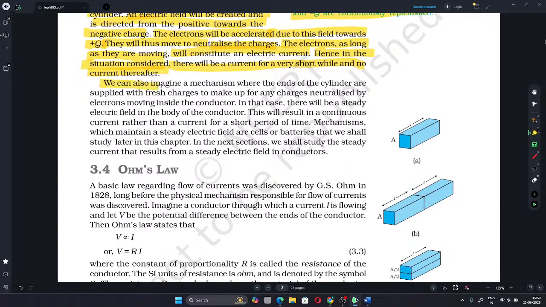We can also imagine a mechanism where the ends of the cylinder are supplied with fresh charges to make up for any charges neutralized by the electrons moving inside the conductor. In that case, there will be a steady electric field in the body of the conductor. This will result in a continuous current rather than a current for a short period of time. Mechanisms which maintain a steady electric field are called cells or batteries, which we will study later in this chapter. In the next section, we shall study how steady current results from a steady electric field in conductors.